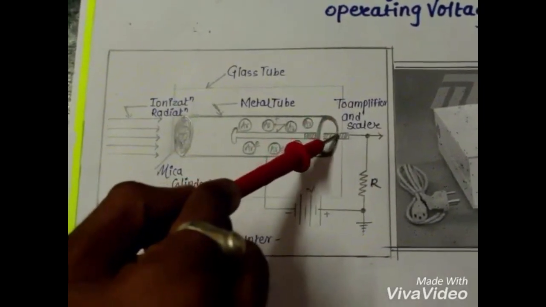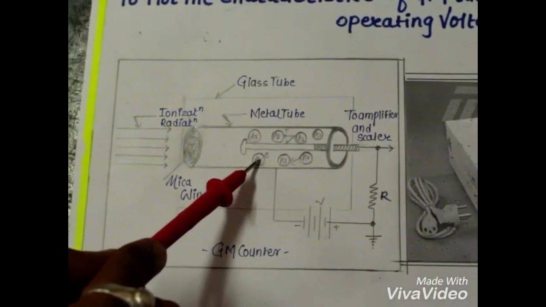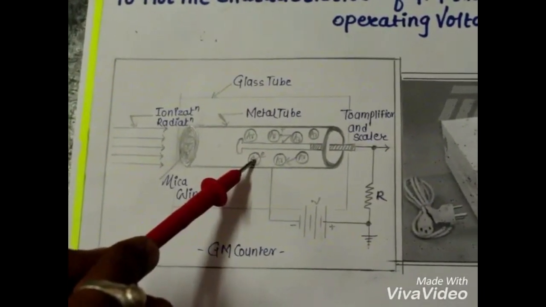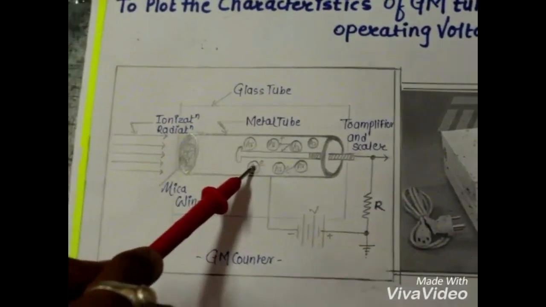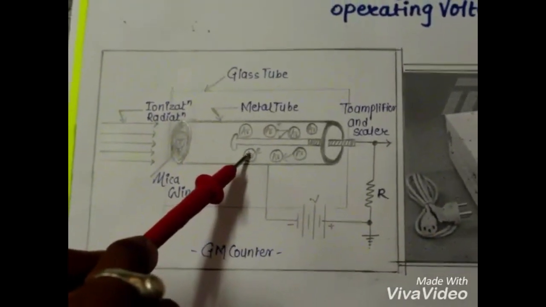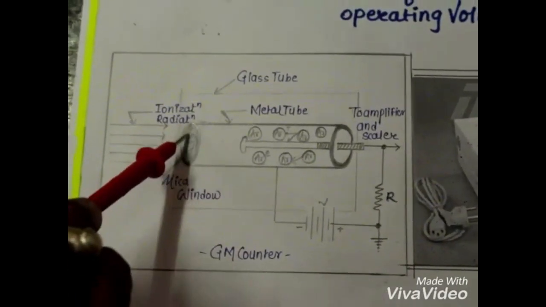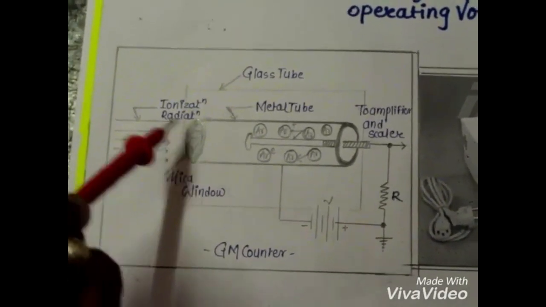The tube is evacuated and then partially filled with a mixture of 90% argon at 10 cm pressure and 10% ethyl alcohol vapor at 1 cm pressure. At one end of the tube, a thin window of mica is arranged to allow the radiation into the tube.